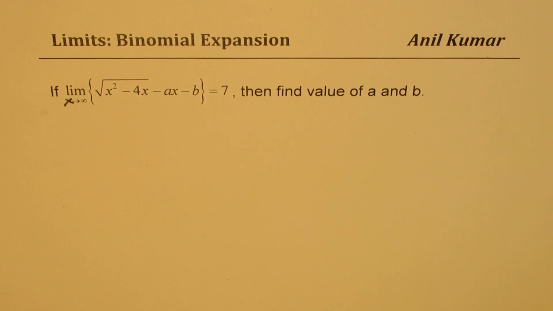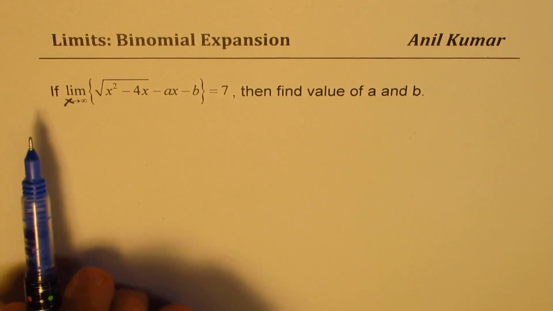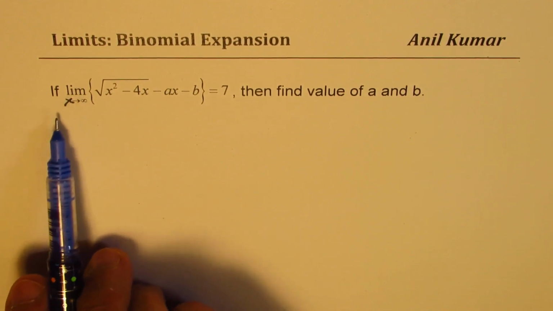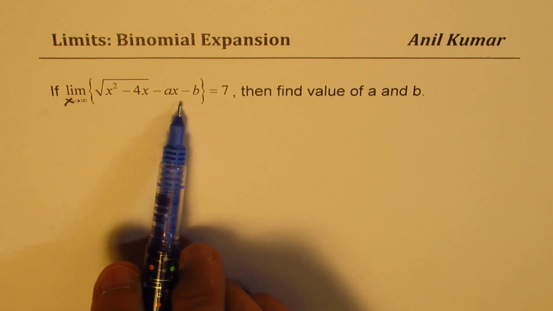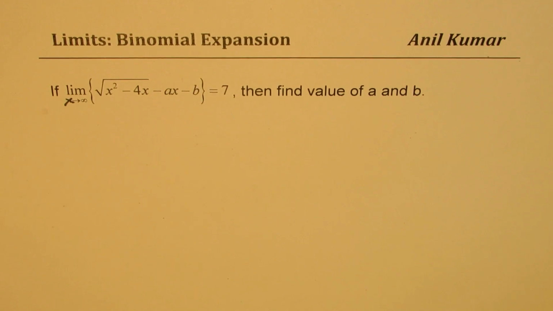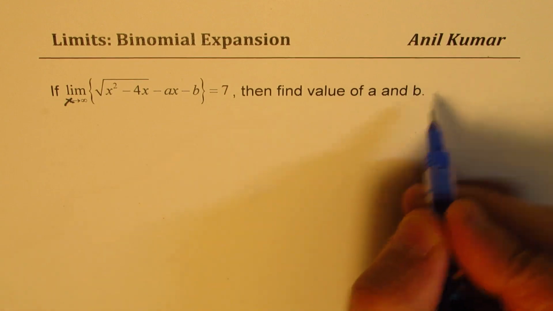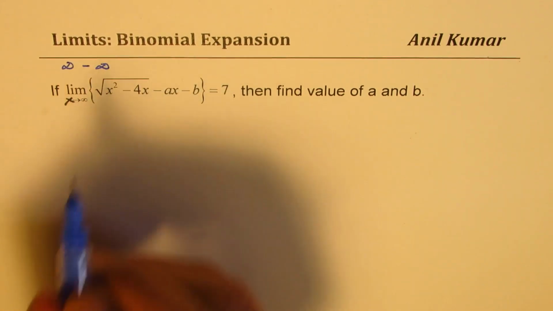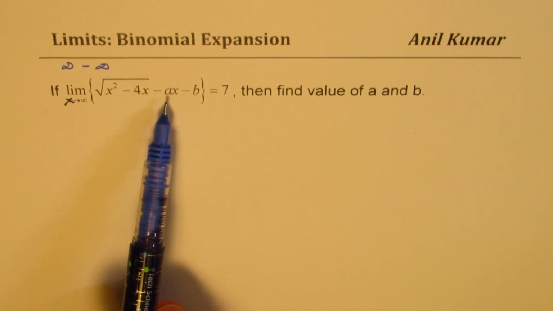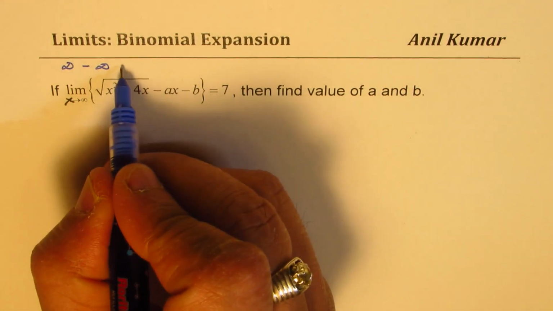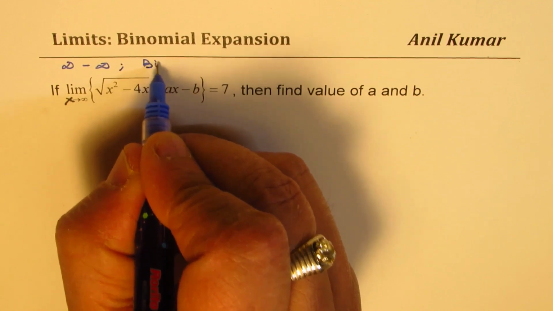Okay, so a brief introduction of the binomial series will really help us to solve this particular limit. So the question for us is, if the limit as x approaches infinity of the square root of x squared minus 4x minus ax minus b equals 7, then find the values of a and b. As you can see, it is of the form infinity minus infinity, right? So that is the form. So it is an indeterminate which can have a limit. We are given a limit of 7. Now we need to find what a and b are. So our strategy here is to use the binomial series.